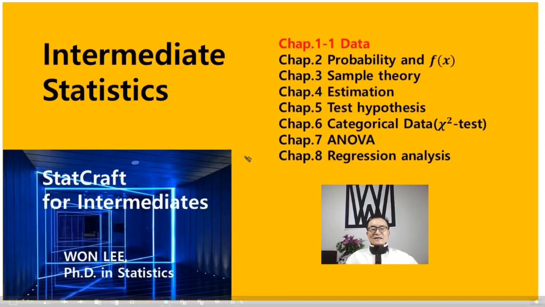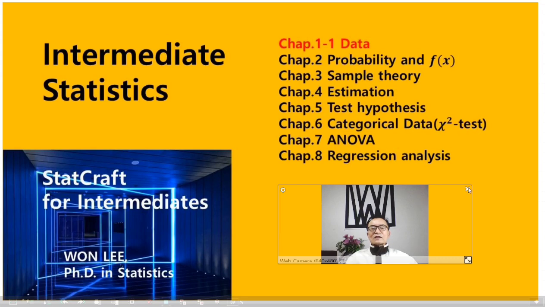I just started intermediate statistics today. Chapters 1, 2, 3, 4, 5. I'd like to add some more material to my previous Principles of Statistics. Chapters 6, 7, 8 are statistical analysis methods, namely categorical data analysis, chi-square test, analysis of variance, say ANOVA, and regression analysis. Okay, today is the first day.